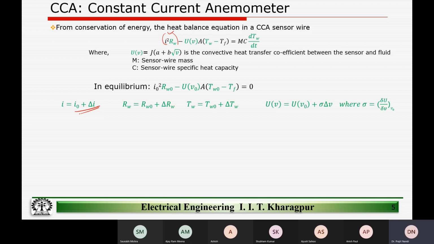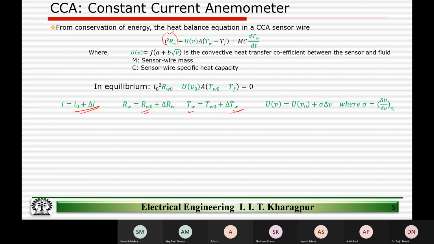So essentially with increasing current, it is obvious, or kind of understandable, that the resistor also will increase. So let's say the resistor value changes from the equilibrium value RW0 by a delta amount, okay? And also, because we have increased the current by delta I, the temperature also, as I said, will increase from TW0 to TW0 plus delta TW, right?